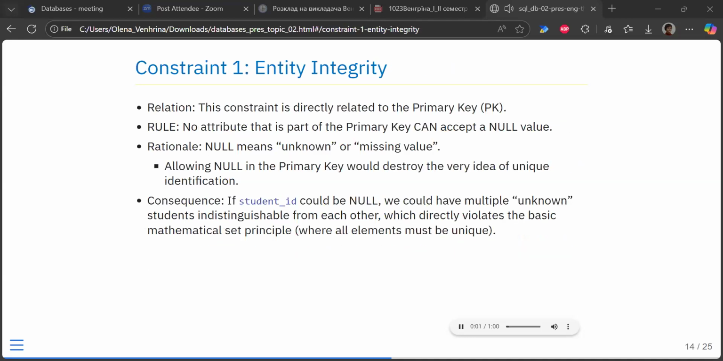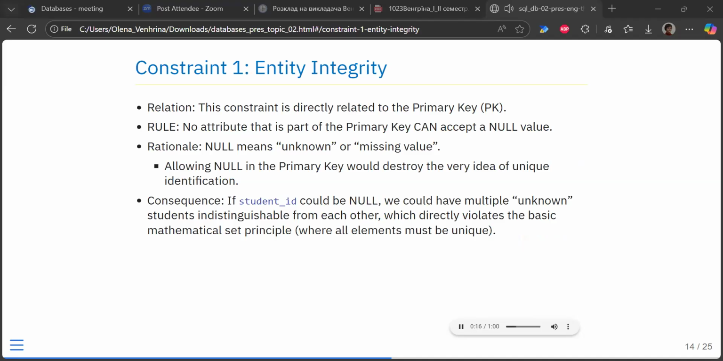So, we consider the first and most important guarantee. It is called entity integrity and is entirely focused on the primary key. The rule sounds absolutely categorical. No attribute that is part of the primary key can ever have a null value.